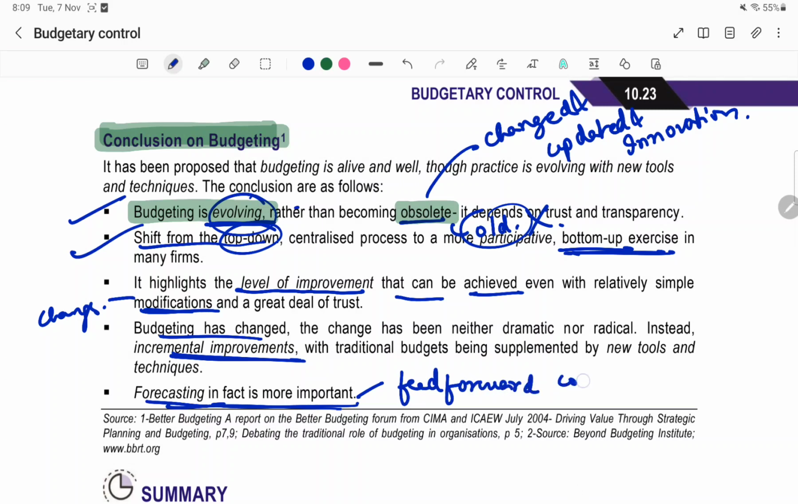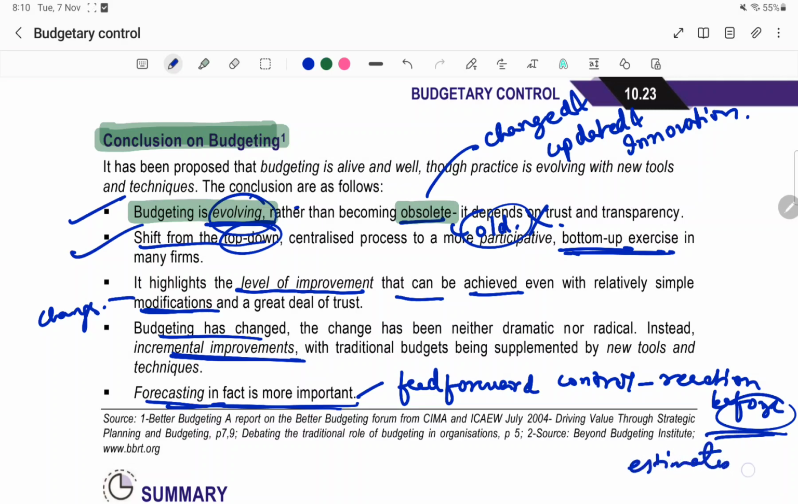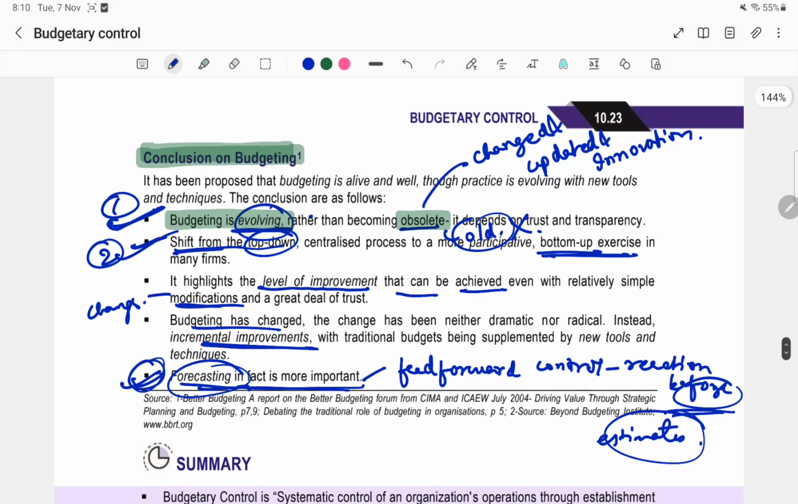That is, reaction before action. That is, it took place before action. So we have to do estimates, and what is estimates of future is known as forecasting. So all the three concepts are covered in this conclusion. The first point is talking about beyond budgeting, the second point is talking about the approach, that is top down or bottom up, and the last point is talking about feed forward control.